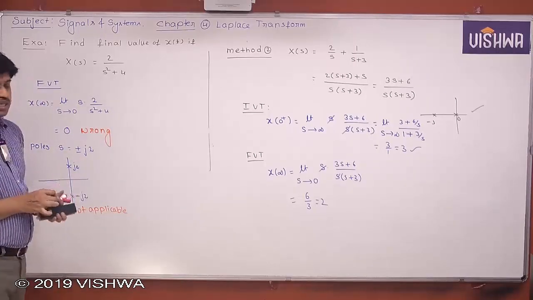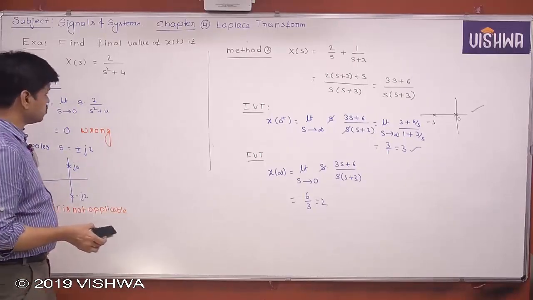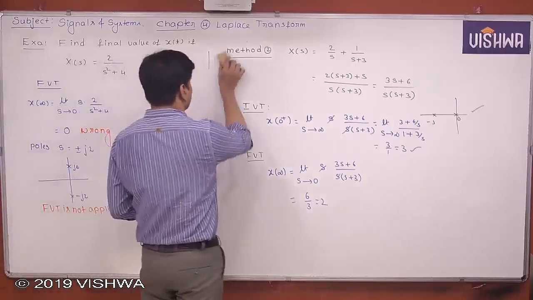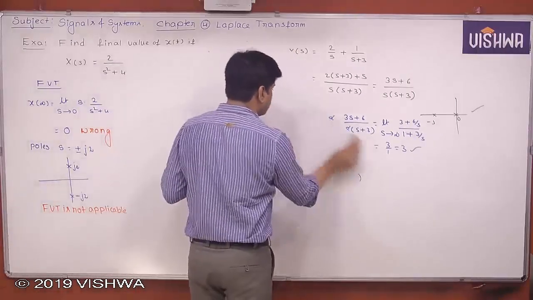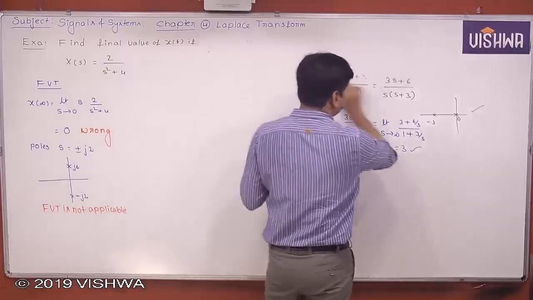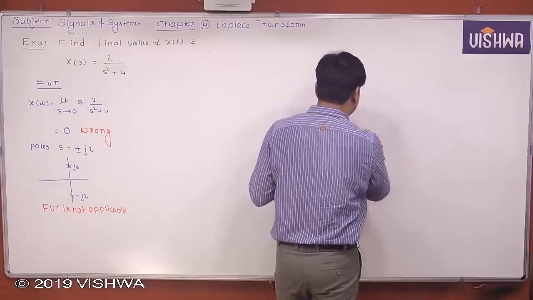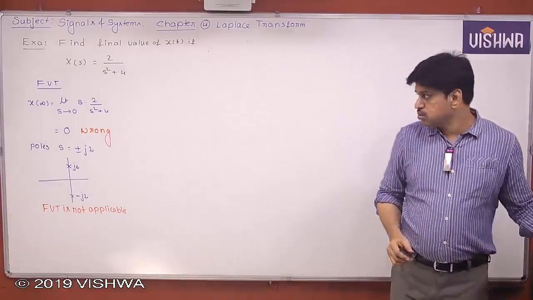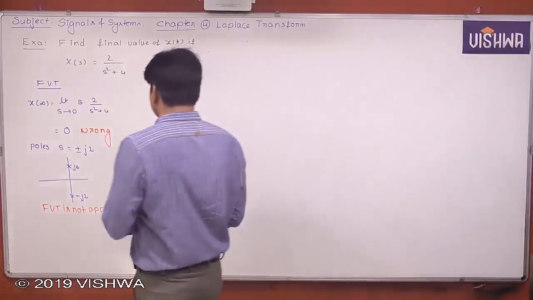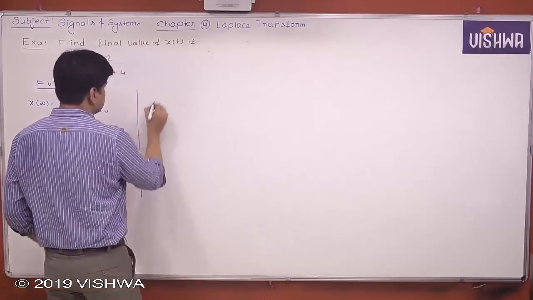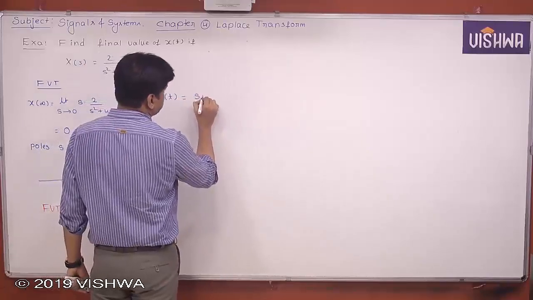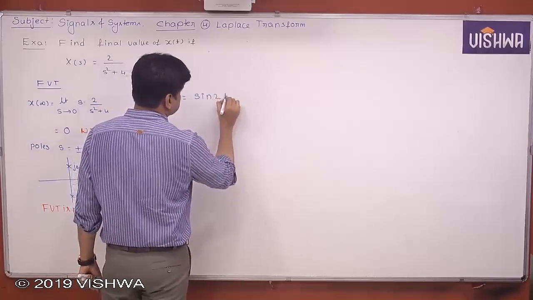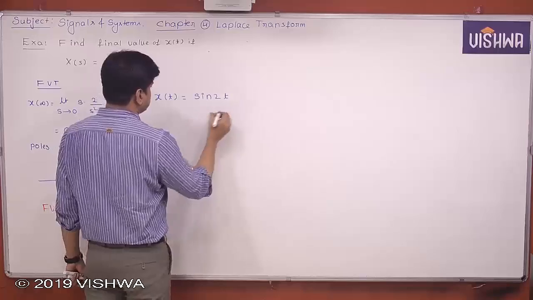That doesn't mean that we cannot find the final value. Yes, we can calculate the final value. How? Then we have to go for x of t. What is x of t here? X of t is equal to sine 2t. How does sine 2t look?